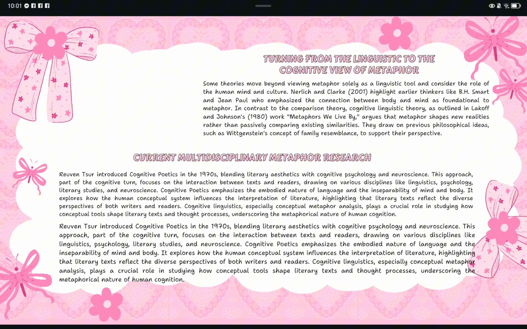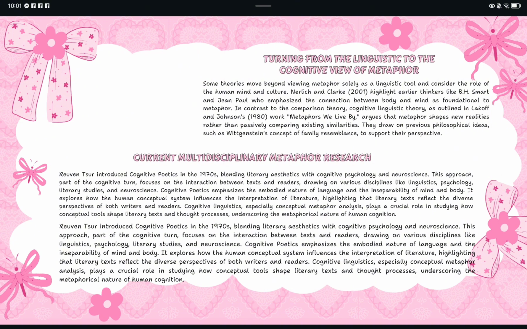And last, we have current multidisciplinary metaphor research. Reuven Tsur, a prominent scholar in the field of literary studies, coined the term cognitive poetics in the 1970s, marking a significant shift in the way we understand literature. Tsur's approach, as outlined in his 1992 work, The Cognitive Turn in Literary Studies, emphasizes the role of cognitive psychology and neuroscience in analyzing literary aesthetics.